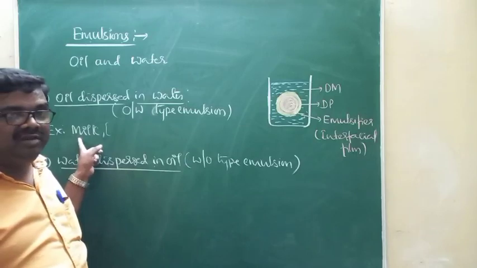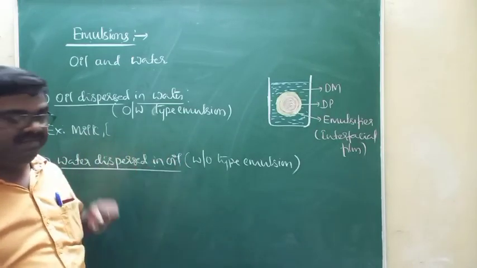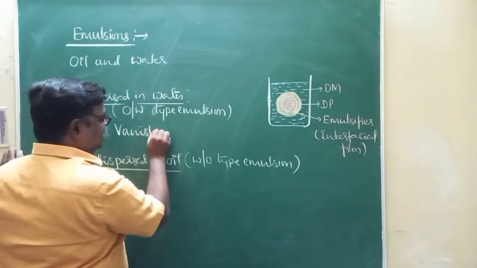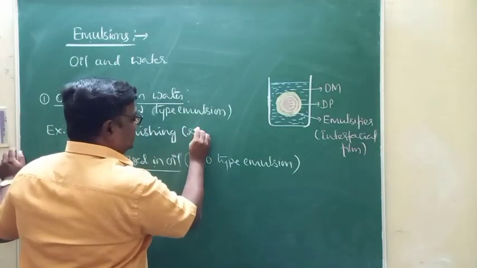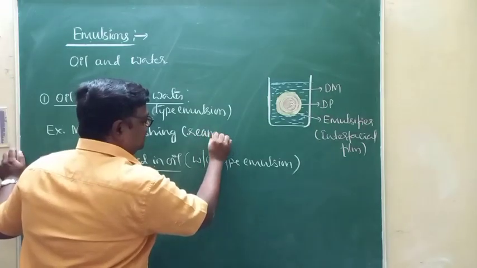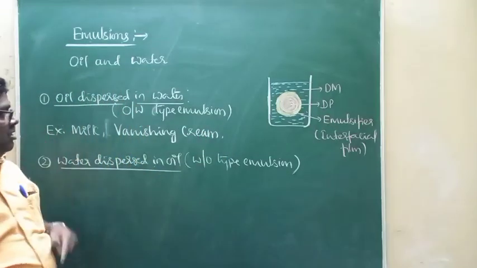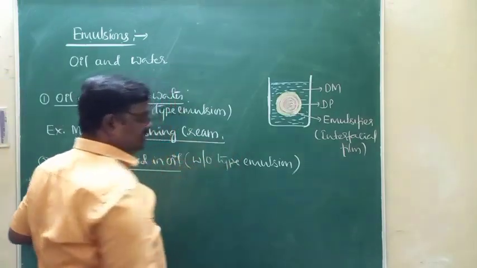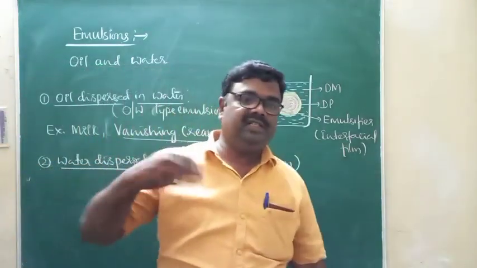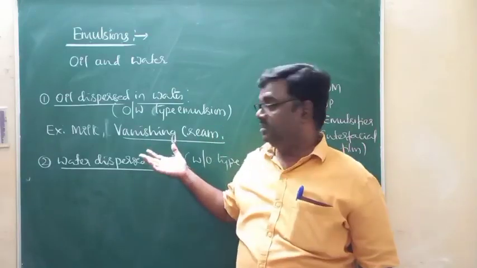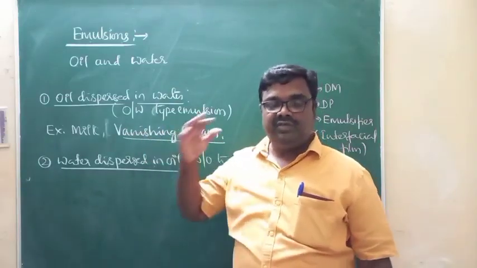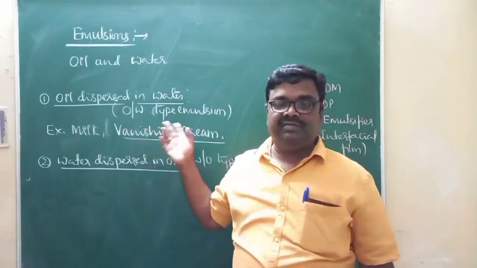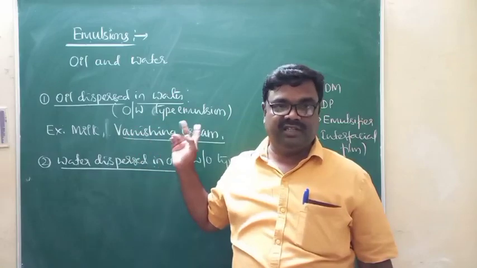Milk is an emulsion of liquid fat dispersed in water. That is milk. Apart from that, vanishing cream is one more example of an oil in water type emulsion. These are the creams that disappear when applied over the skin. Such types of creams are called vanishing creams.